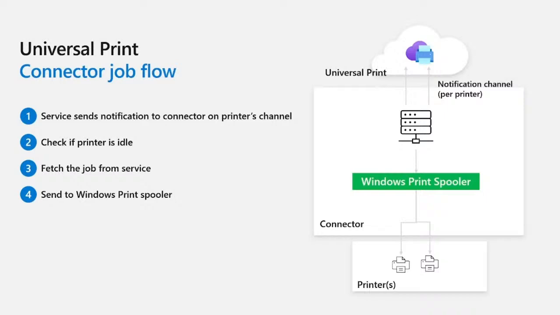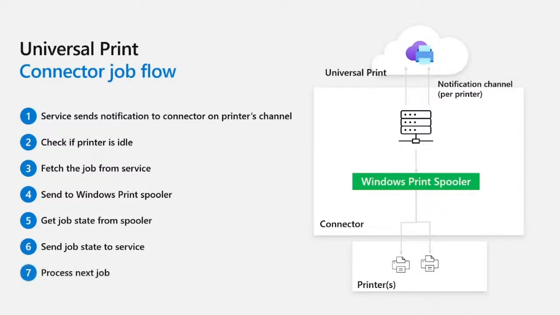From here onwards, the print job is processed like any other job would be processed by the spooler. Spooler forwards a job to the printer's port and it's off to the printer. Upon completion of the job, the printer updates the print spooler, which updates the connector. Connector further updates the job state in Universal Print Service. Client gets the job status from the service. Windows specifically removes the job from the local print queue upon successful completion. Printer is now idle again, and the connector can process the next job on that printer.